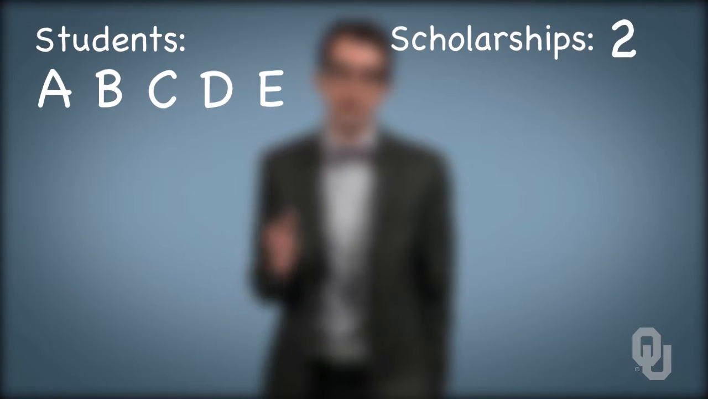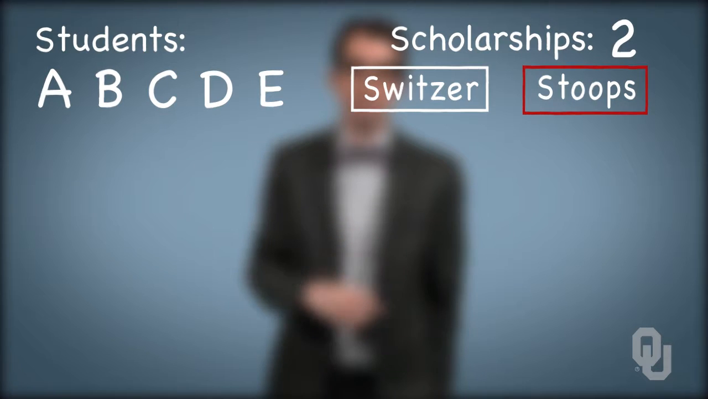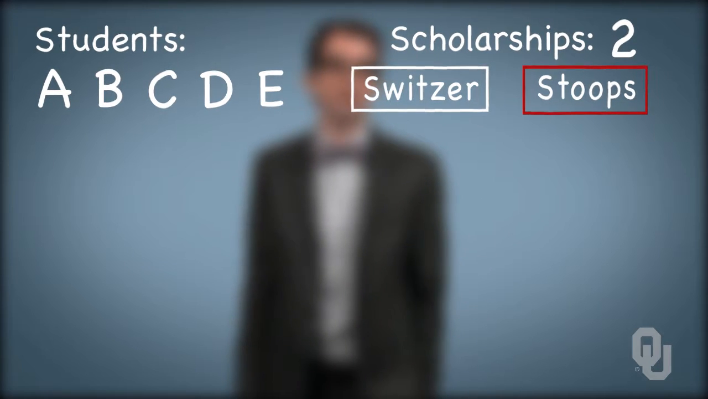Let's go back to our scholarship example, but let's assume that the two different scholarships are different. One is the Switzer scholarship, and the other is the Stoops scholarship. How many ways are there to allocate these two different scholarships to a possible 5 students?